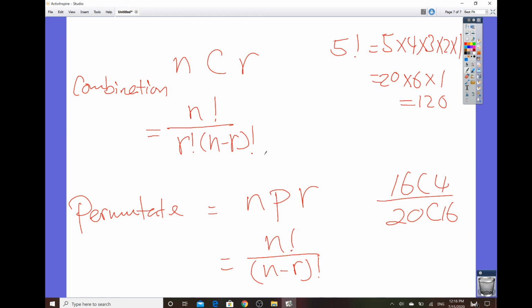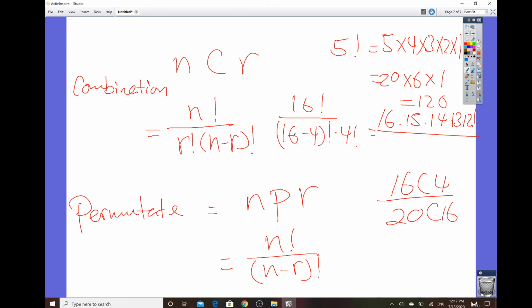So 16 choose 4, you can try to do that on the calculator or do it separately. So that'll be 16 factorial over 16 minus 4 quantity factorial times 4 factorial. So one thing at a time. 16 factorial is 16 times 15 times 14 times 13 times 12 factorial. The reason why I stop here is that 16 minus 4 gives you 12 factorial. The exclamation mark is called factorial. And then times 4 factorial, just like 4, 3, 2, 1.